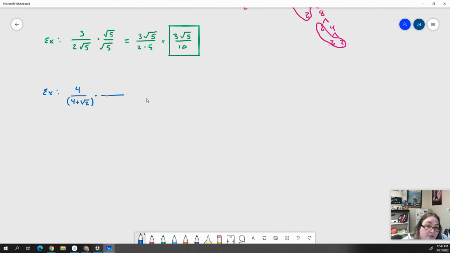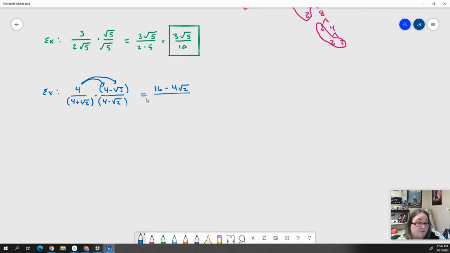So if this is 4 plus radical 2, we would multiply times 4 minus radical 2 over 4 minus radical 2. Same thing on both of them because that's the same as multiplying times 1, right? And we are just going to have to distribute. So this 4 would get multiplied times this 4, and we would have 16. And here I would multiply 4 times negative radical 2, and I'd have negative 4 times radical 2.